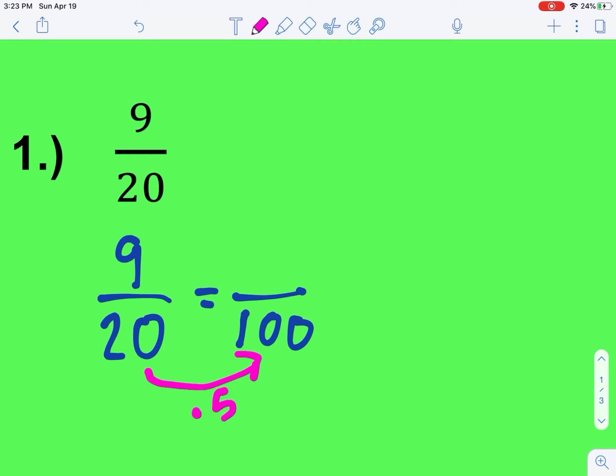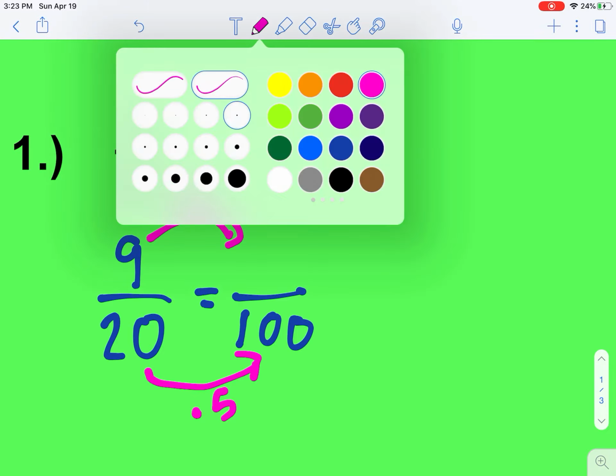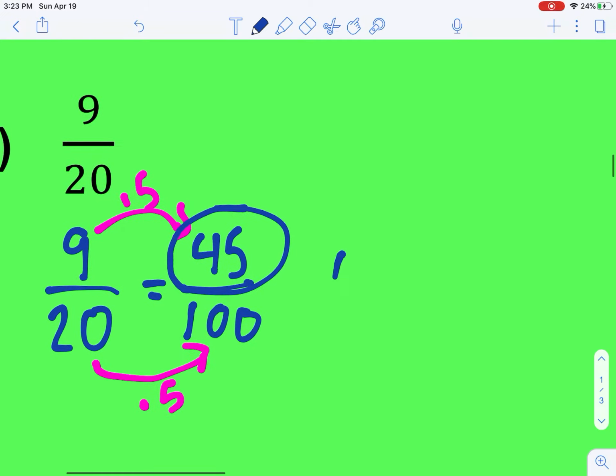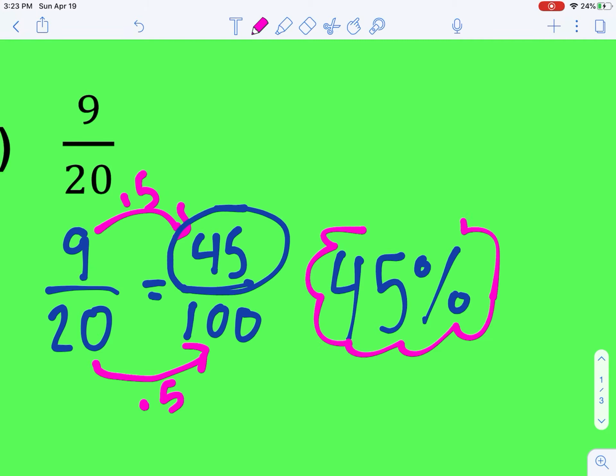So we know the golden rule of math, whatever you do to one thing, we have to do the other. So since I multiplied 20 by 5, that also means that I need to multiply 9 by 5. And 9 times 5 is 45. So this numerator now, because look, I have a number out of 100, that numerator is going to be my percent. So it's 45%. So we can use equivalent fractions to help us write percents from fractions.